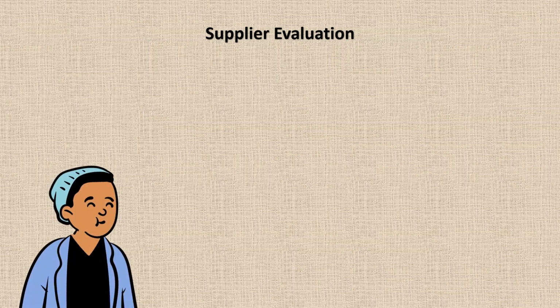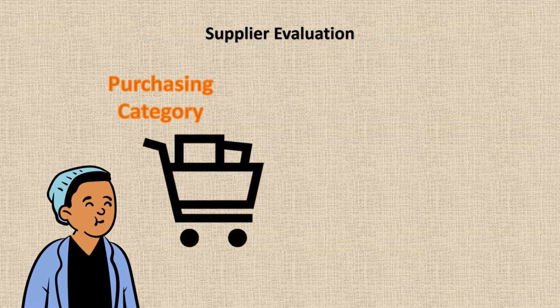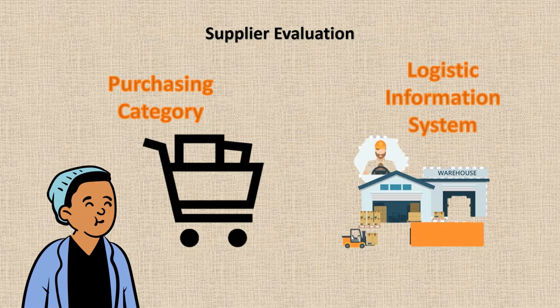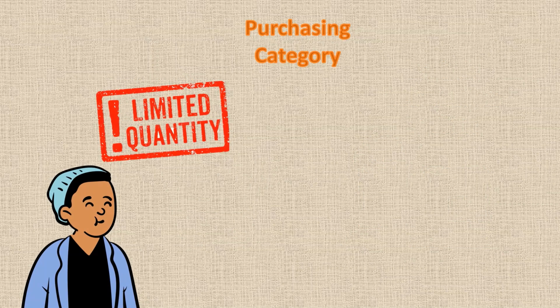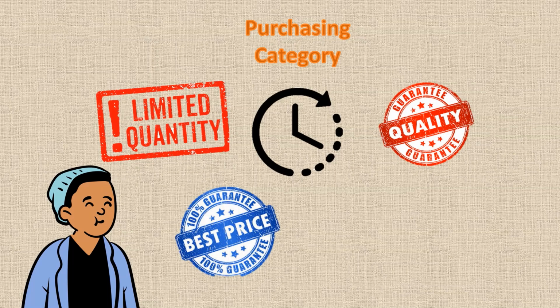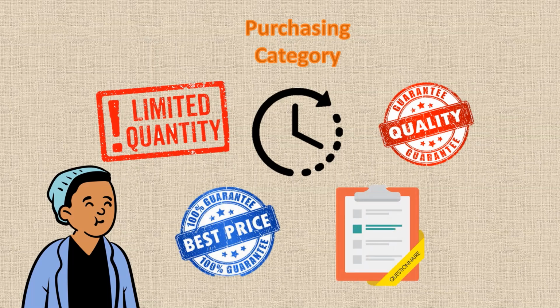Suppliers evaluation. Supplier evaluation is divided into two categories, which are by purchasing category and based on logistics information system. For by purchasing category, scores are on client level. Available criteria are quantity, time, quality, price, and questionnaire. Scores available in real time. Scores not available for buyer's negotiation sheet.